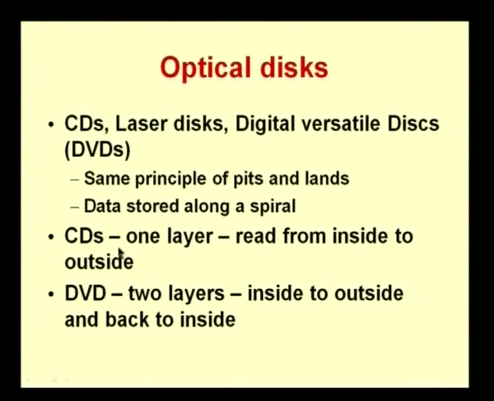Here it is more of a spiral kind of data storage that we have. CDs normally store only one layer of data, and it is normally read from inside to outside. DVDs normally have two layers of data, so one layer we read from inside to outside, and then the second layer is read back from outside to inside. With DVDs you can also have double sided DVDs, which means you would actually have 4 layers of data that can be stored, which is why DVDs give you a higher or denser data storage.